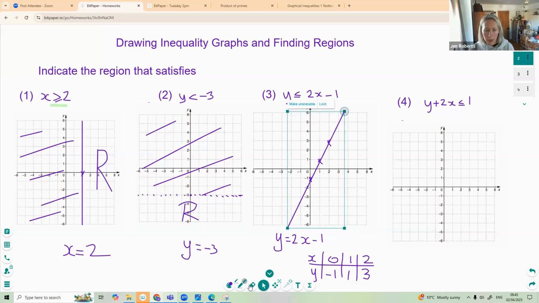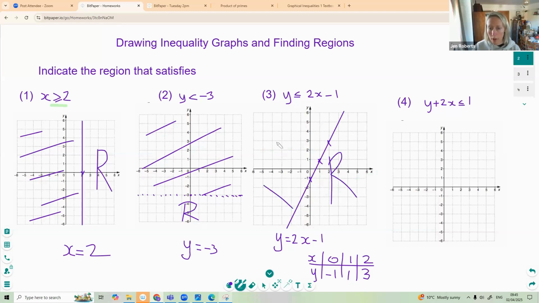Now, which bit do I shade? So I like to think of it as, can we see this area here is above the graph and this area here is below the graph, the straight line that we've just drawn. We want y is less than or equal to 2x minus 1. So it's below. Less than or equal to, think below. Bigger than or equal to, think above. So the region is below because less than or equal to. This is my region. This is what I don't want, so I'm going to cross it off.